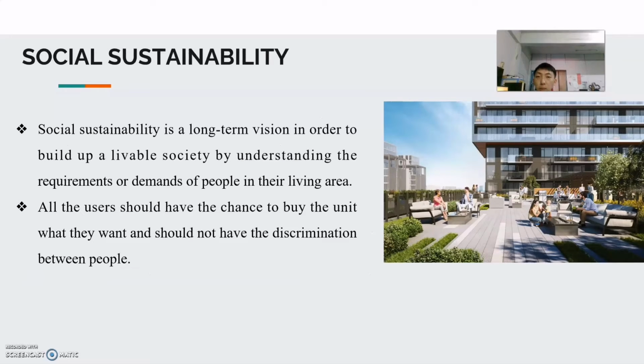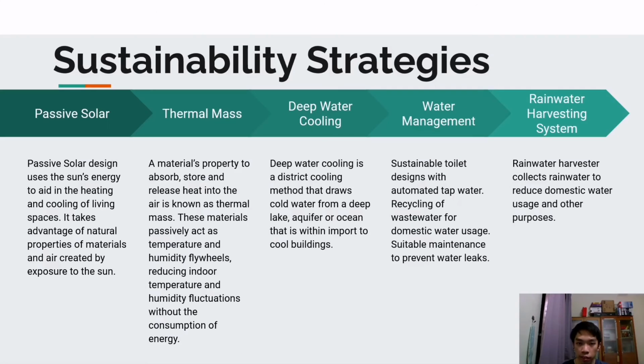Social sustainability is a long-term vision to build up a livable society by understanding the requirements or demands of people in their living area. All users should have the chance to buy the unit they want, and there should be no discrimination between people. That's all from me. Thank you.